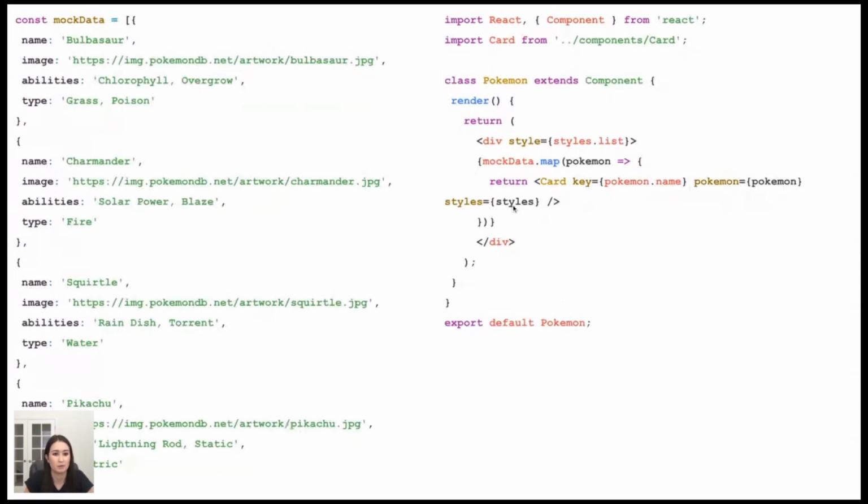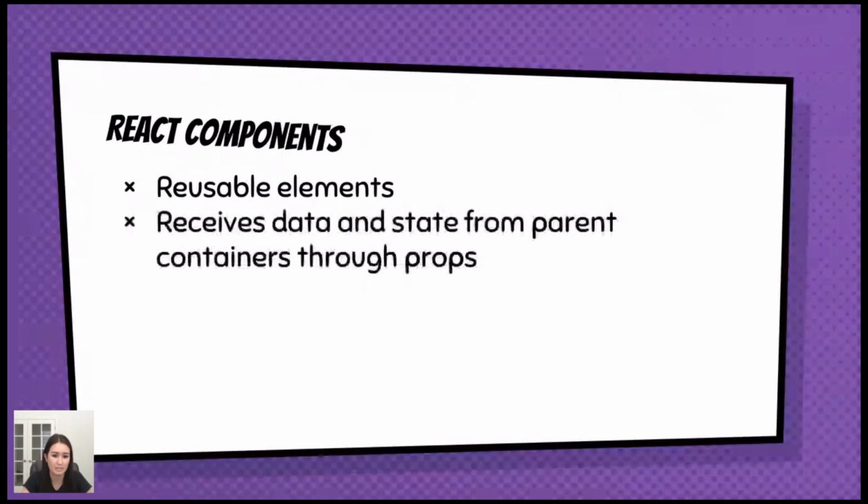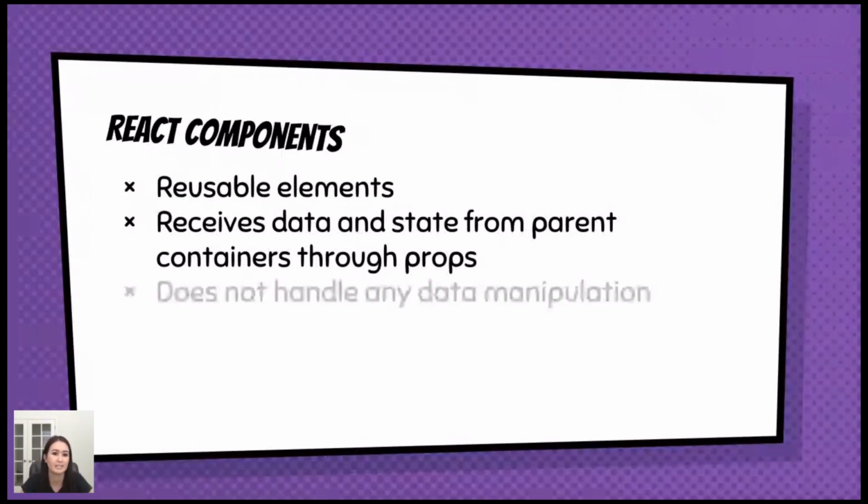So React components. These are reusable elements. Again, since there's no logic tied to them, it's easier to use these elements anywhere within your UI. It receives data and state from the parent containers through props. And basically it just takes that data and renders it to the user. It doesn't handle any data manipulation, and it's purely presentational.